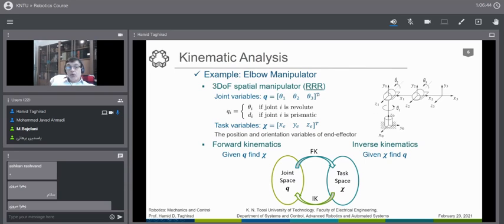Now, forget about the joints. Look at the end effector. Now, we have an end effector for an elbow manipulator. With the elbow manipulator, how can we go in that space? With the elbow manipulator, we can reach any point in the space, X, Y, Z, within the workspace.